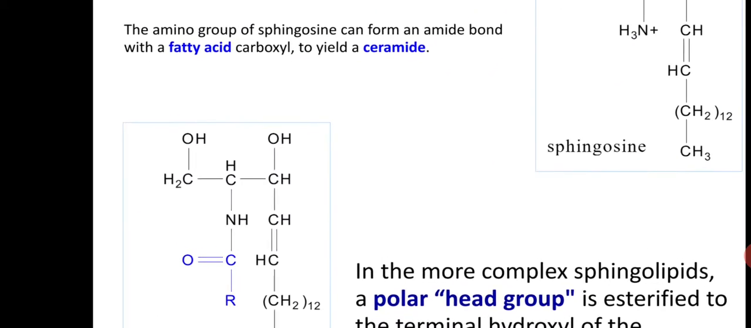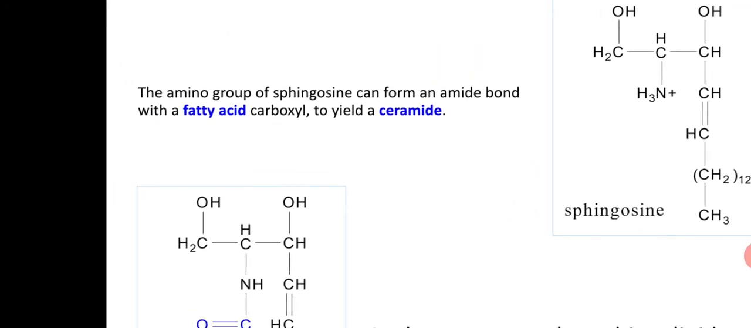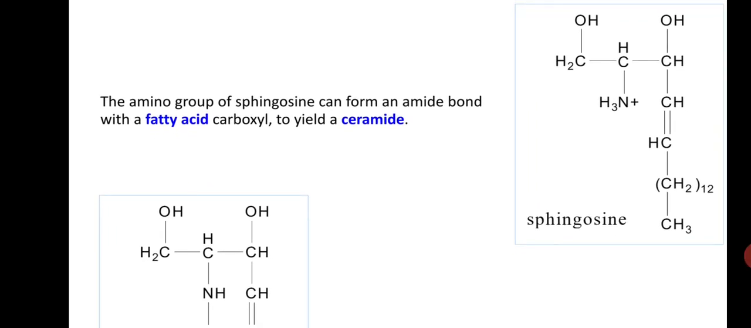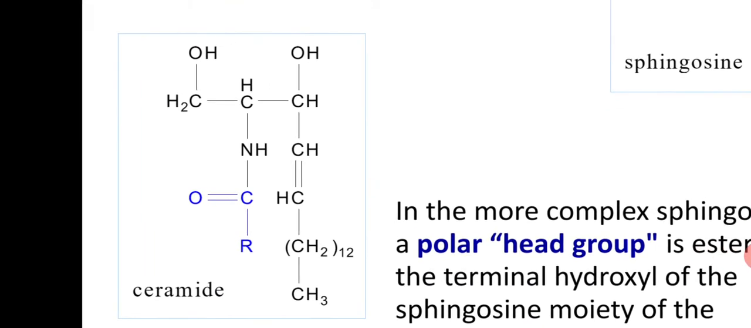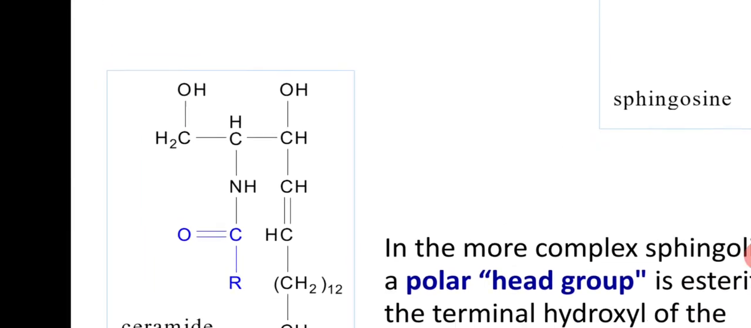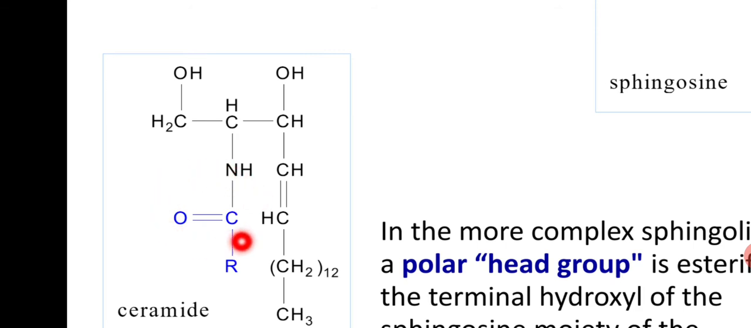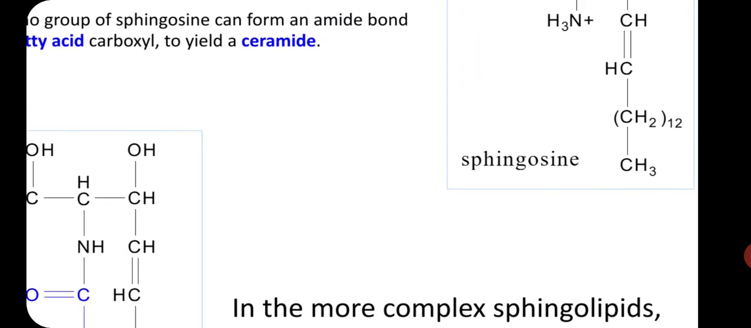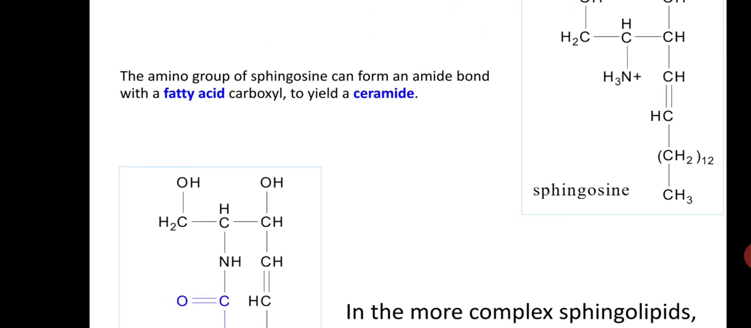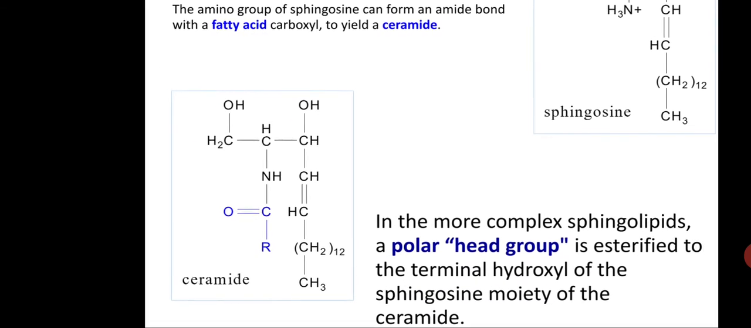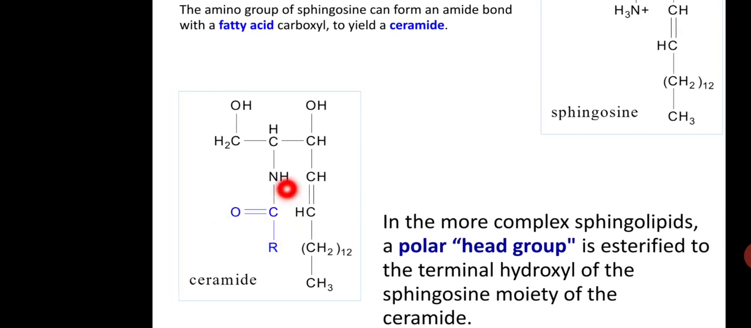The amino group of sphingosine forms an amide bond with a fatty acid carboxylic group to yield a ceramide. You see sphingosine here, and at position number 2, this is replaced: this RCO comes in. It forms an amide bond with the fatty acid carboxyl. So this is a fatty acid carboxyl, right? This structure is called ceramide.